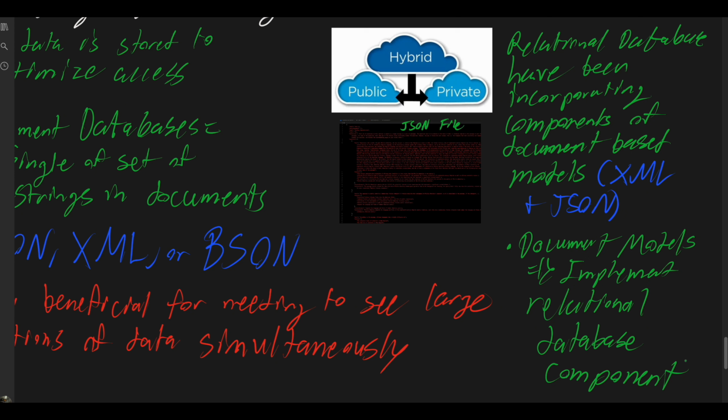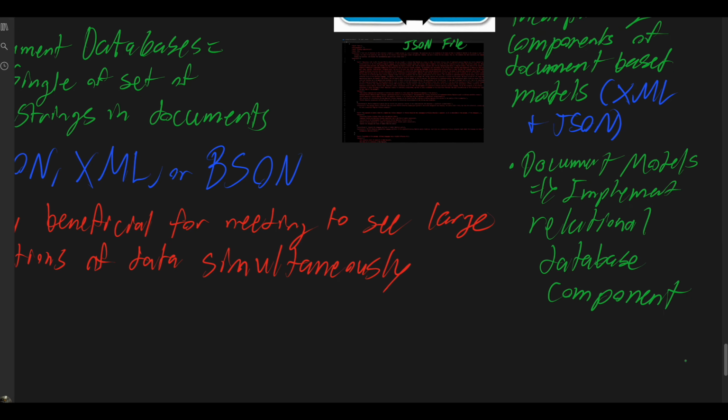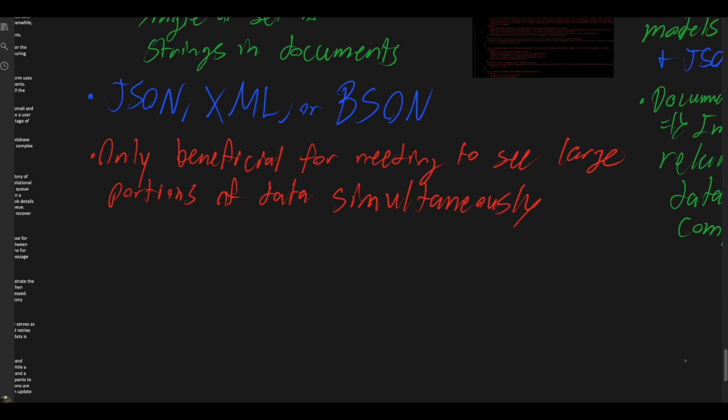This convergence benefits applications, allowing them to choose the optimal feature set from both worlds, depending on their specific requirements. A hybrid approach, I'm just going to put in the definition right here.